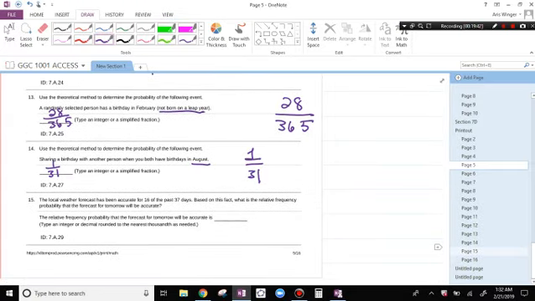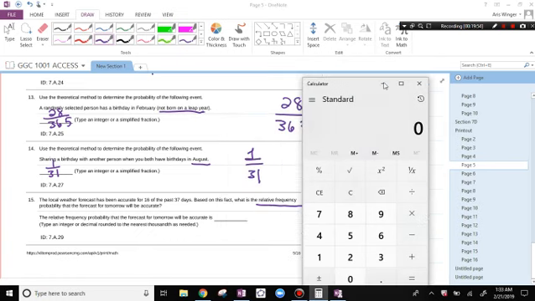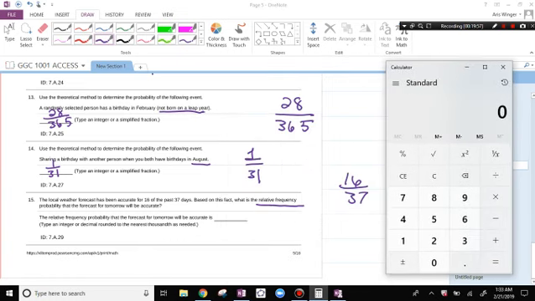The local weather forecast has been accurate for 16 of the past 37 days. That's a relative frequency probability that we're about to guess. We would use that data to surmise that moving forward, the probability that the forecast for tomorrow will be accurate is going to be 16 out of 37, just using the recent data. To the thousandth, that's 3 decimal places, 0.432.